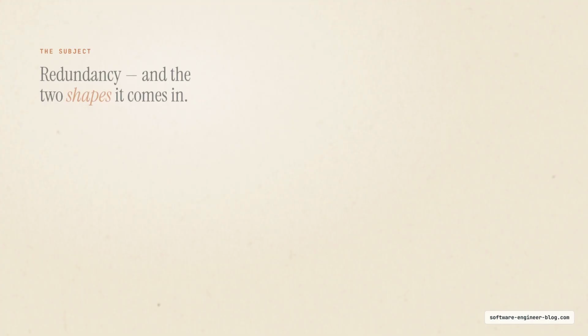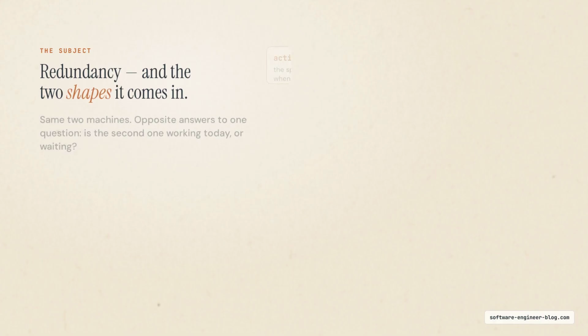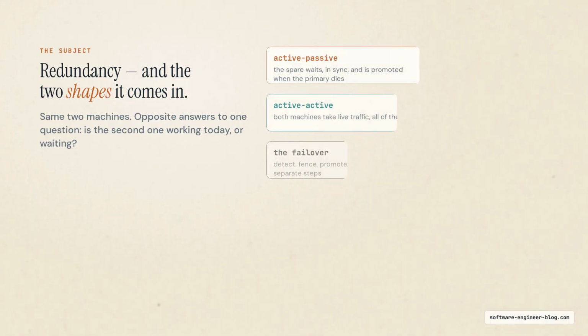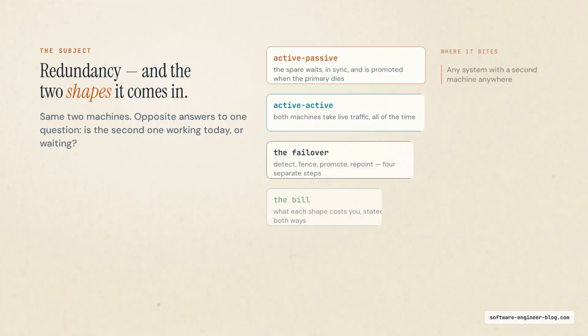The subject is redundancy, and specifically the two shapes it comes in. Active-passive, the second machine waits, kept up to date, and gets promoted when the first one dies. Active-active, both machines take live traffic all the time. We are going to cover 4 things: what each one actually is, in code, the failover itself, which is 4 separate steps, what each shape costs you, honestly, in both directions, and what a real system usually looks like.